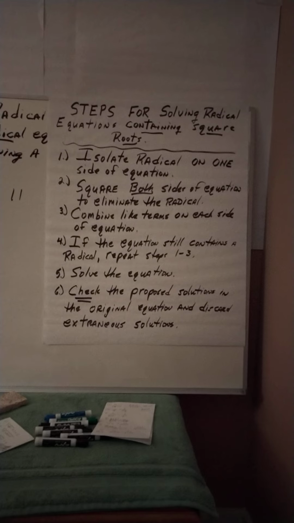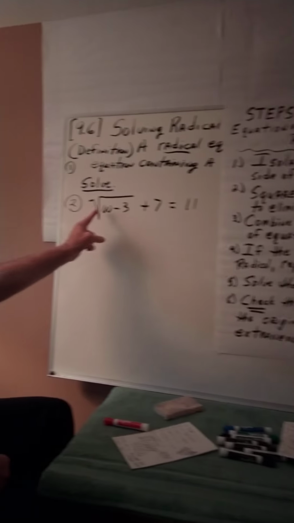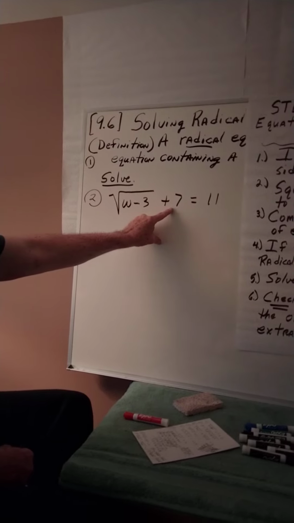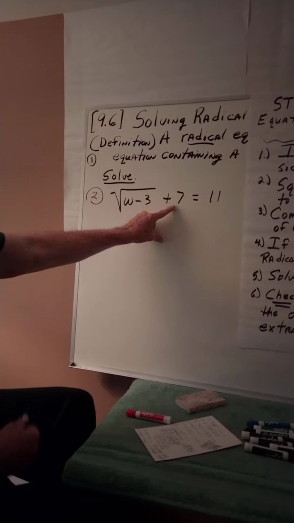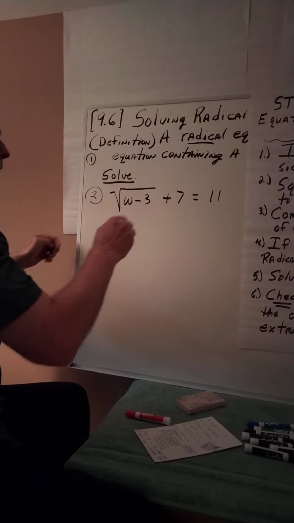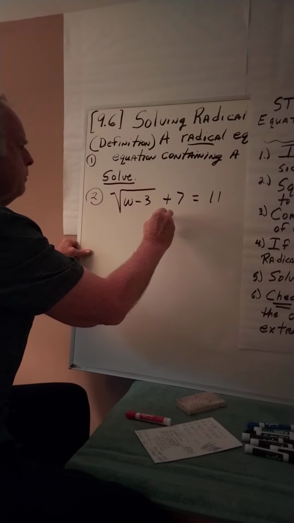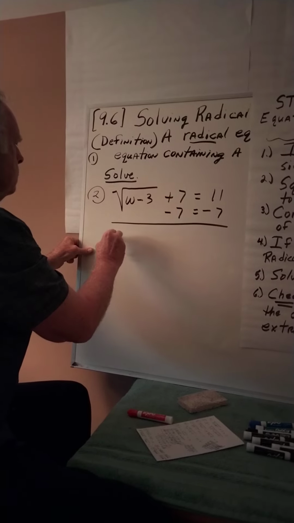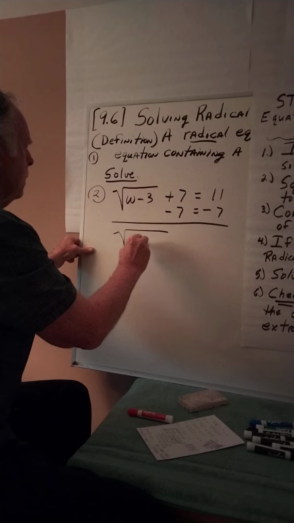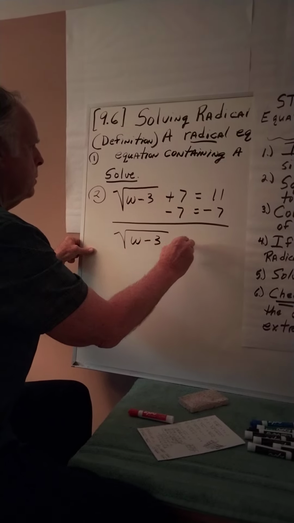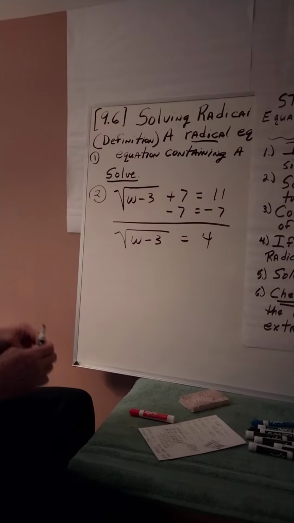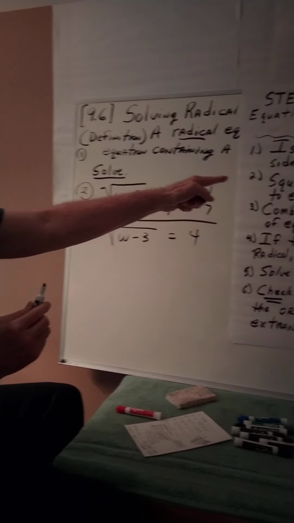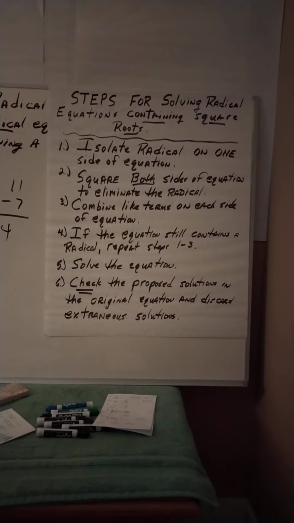Step 1. Isolate the radical on one side of the equation. We want to get this radical alone. We've got to get rid of this positive 7. The addition property of equality: opposite on both sides. Subtract 7 from both. And we'll get it down to the radical of w minus 3 is equal to 4. So now we have the radical isolated on one side. Step 2. Square both sides of the equation.